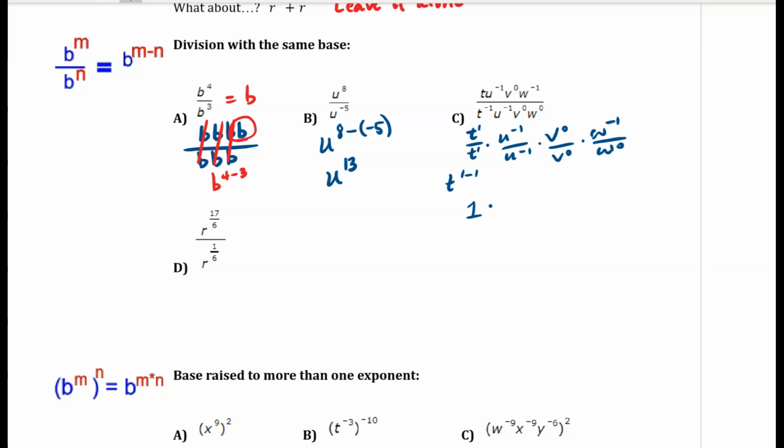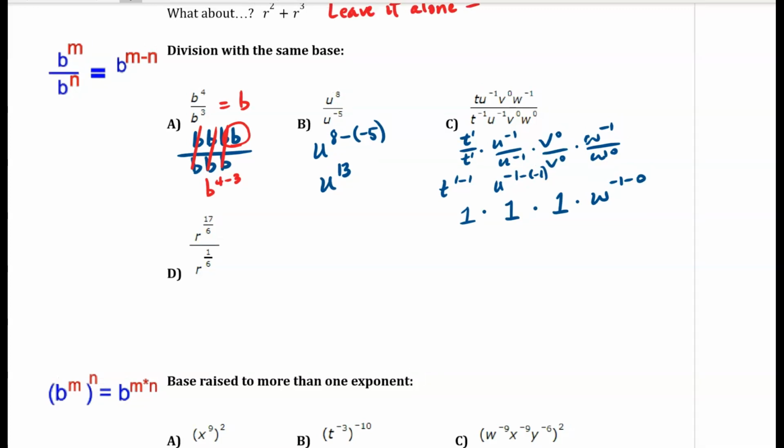In the next little fraction, I have u to the negative 1 over u to the negative 1. If I subtract those exponents, u to the negative 1 minus negative 1 is negative 1 plus 1, which is u to the 0, which also simplifies to 1. V to the 0 power over v to the 0 power is 1 over 1, which is 1. And then finally I have w to the negative 1 power divided by w to the 0, and I can subtract those powers. Negative 1 minus 0 is just negative 1. So when I multiply by 1, nothing changes, and I'm left with just w to the negative 1.